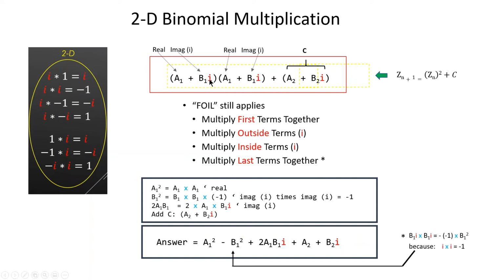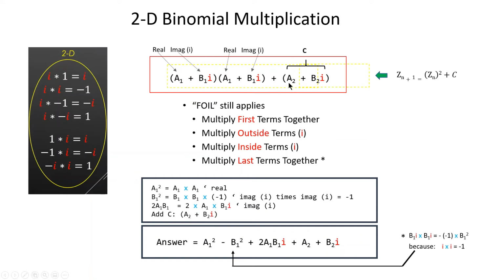Well, this is where the twist comes in, because when we square B1, we have B1 squared, obviously, but we have an element in here that's a result of a complex number, because when you multiply i times i, the result is -1. So the nice little B1 squared that we had there turns out to be minus B1 squared. You can see that down here. The answer now is A1 squared minus B1 squared plus 2A1 B1i plus A2.